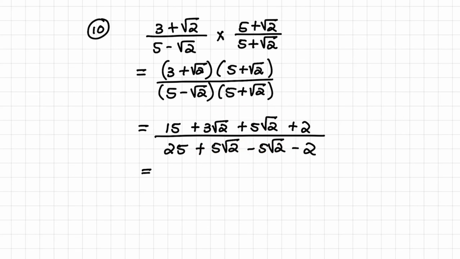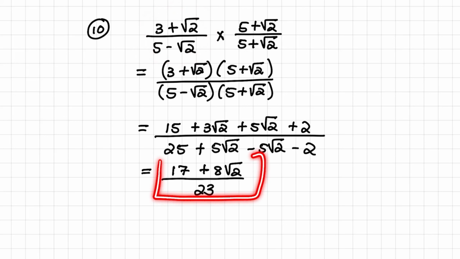So when I simplify, I have 15 plus 2, which is equal to 17 plus 8 square root 2 in the numerator, over 25 minus 2, which is simply 23. And that is how we simplify this expression and find it to be 17 plus 8 square root 2 over 23.